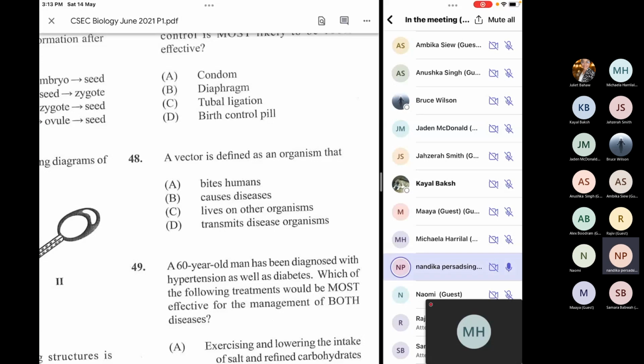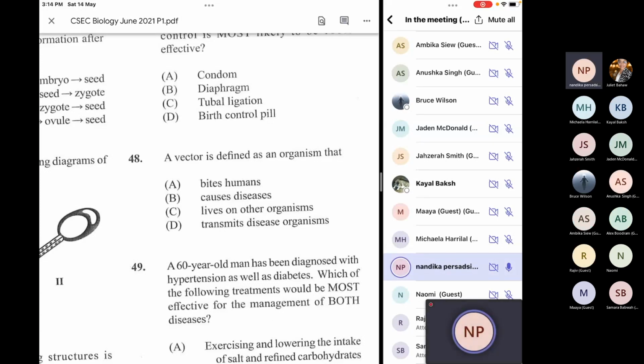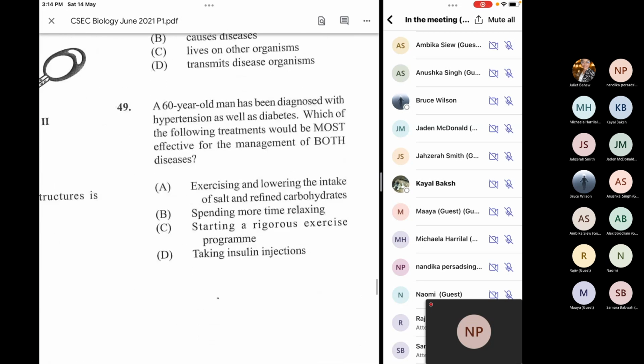A vector is defined as an organism that C. lives on other organisms. D. Transmits disease organism. So a vector is a mosquito, rat, bats. They carry viruses, bacteria, right? So they transmit the disease causing organism. All right. 49.